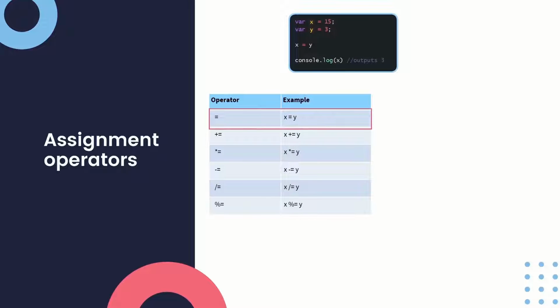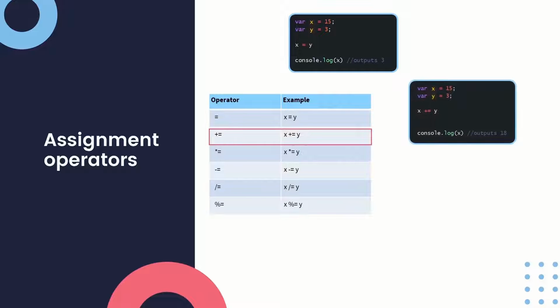In this example, essentially what we're doing is we've created two variables, x and y. x equals 15, y equals 3. But now we've reassigned a value to x, and we are saying x is actually equal to y. So if we console log the data in x, this will output the result 3. So x is no longer equal to 15 and instead equal to y.